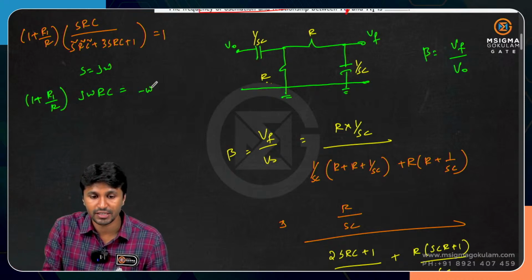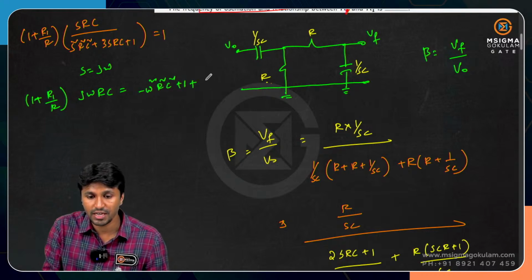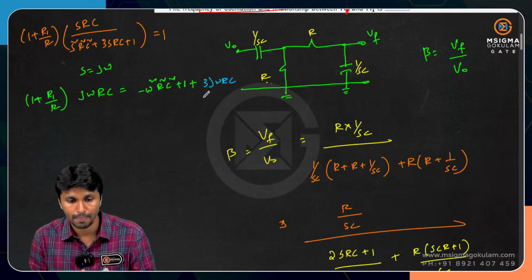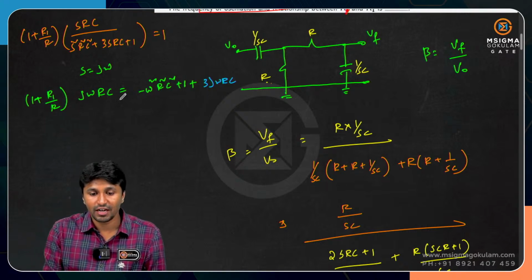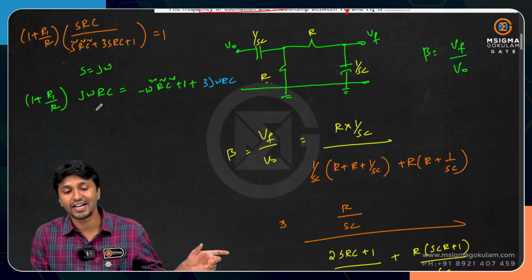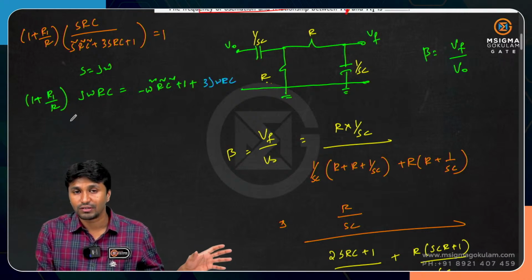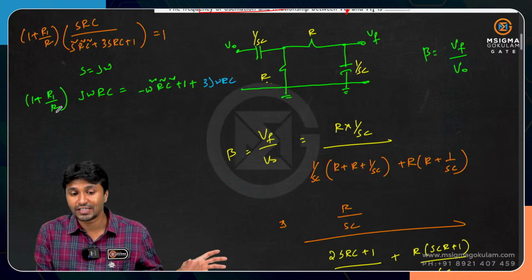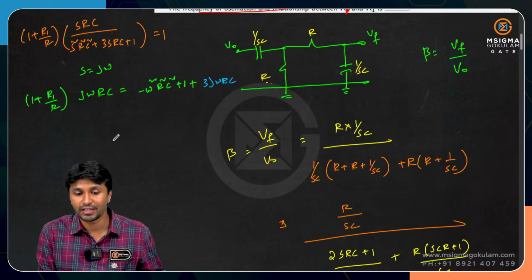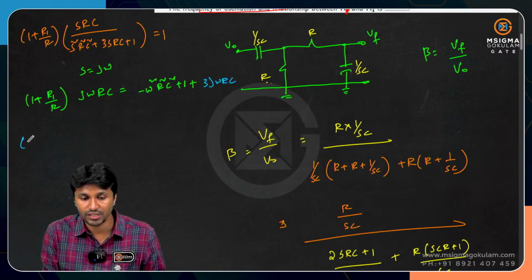So therefore, minus omega square R square C square plus 1 plus 3j omega RC, right? You can clearly see that on the left hand side you don't have a real part. So therefore, the term on the left hand side is purely imaginary. So therefore, compare the imaginary term. What is the first equation that you get?